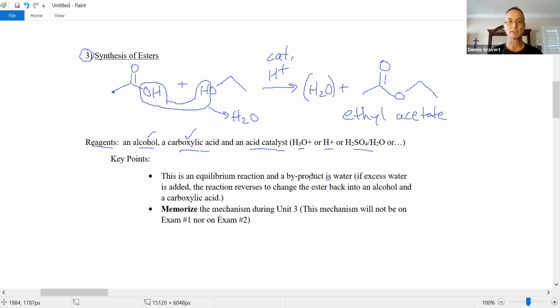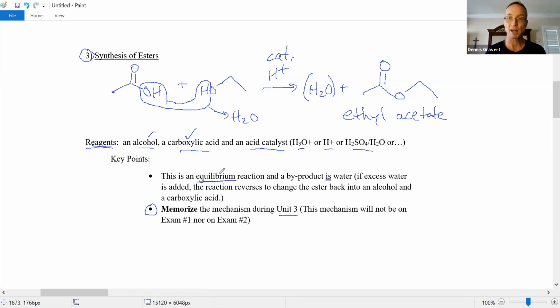What else do we need to know about this? There will be a mechanism to memorize, but let's wait until we talk about carboxylic acids as a functional group, and we'll deal with all the mechanisms of carboxylic acids then. And thankfully, it's a pretty common mechanism. There's not a lot of them. It just makes more sense to procrastinate, to put it off until Unit 3. So you don't have to know it now. You just need to know how to make an ester. You need to know the reagents. And you need to know how to predict the correct structure, right? So part of the ester comes from the carboxylic acid. The other part comes from the alcohol.